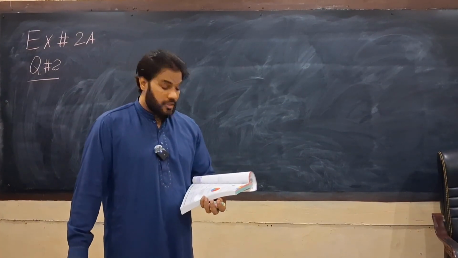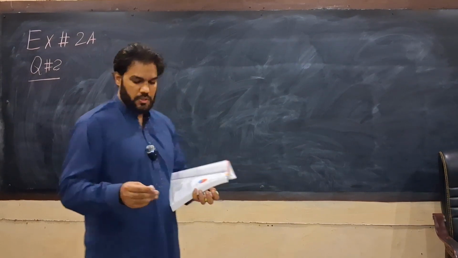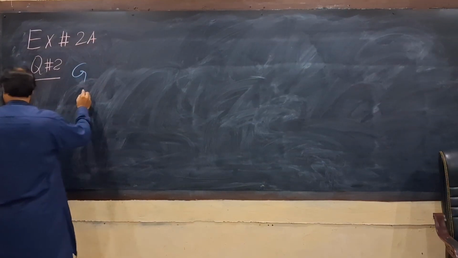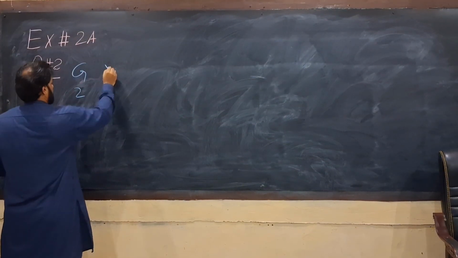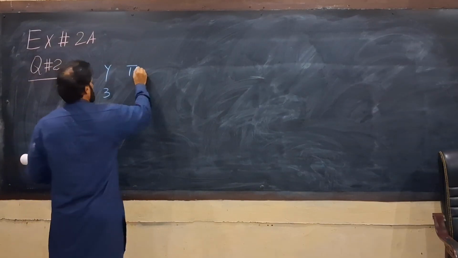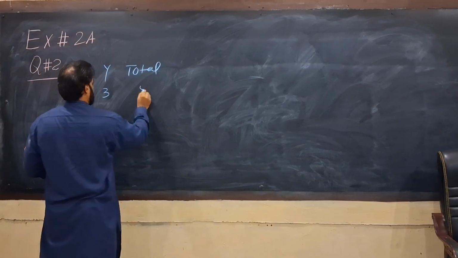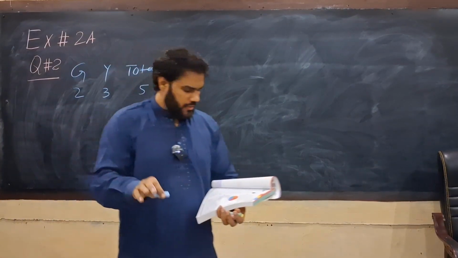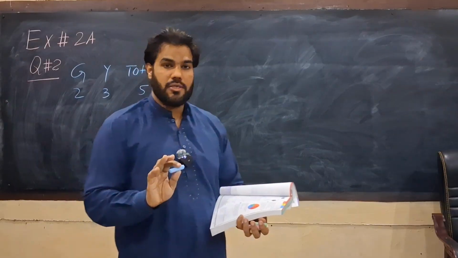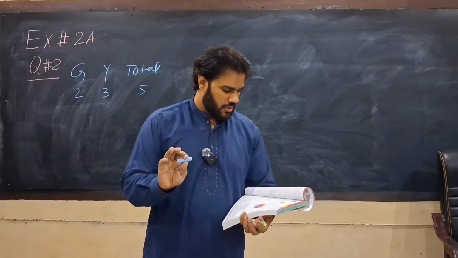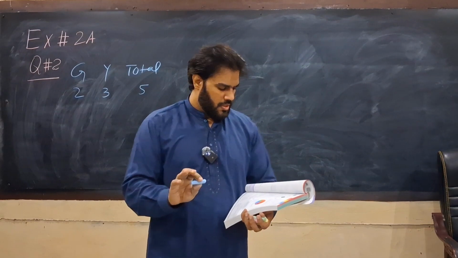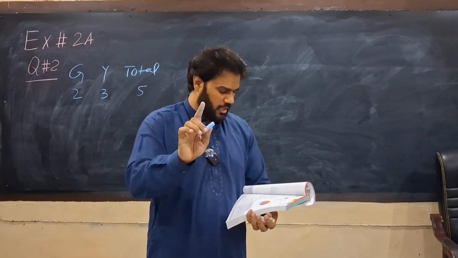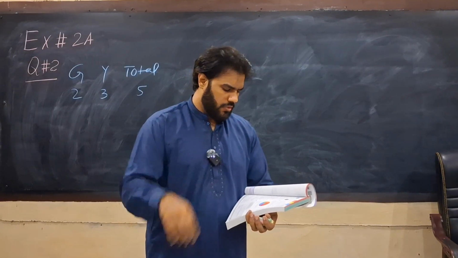Question number 2: there are 2 green marbles and 3 yellow marbles. There are 2 types of colors here. Green marbles are 2, and yellow marbles are 3. It means total are 5. This is exercise 2A. The marbles are identical except for their colors. There is no other difference other than their colors. Their physical appearance is the same. A marble is drawn at random from the bag. Only one marble is drawn from the bag.